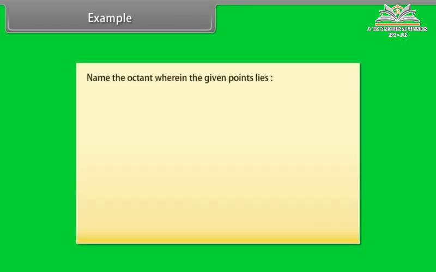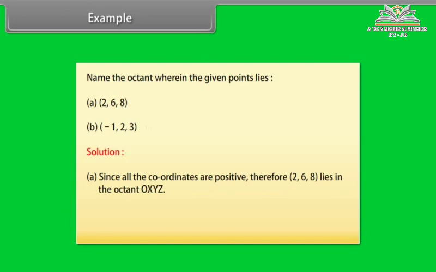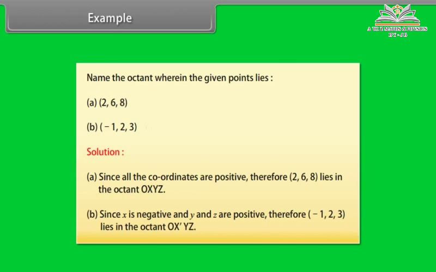Example: name the octant where the given points lie: (2, 6, 8), (-1, 2, 3). Solution: since all the coordinates are positive, therefore (2, 6, 8) lies in the octant OXYZ. Since x is negative and y and z are positive, therefore (-1, 2, 3) lies in the octant OX'YZ.